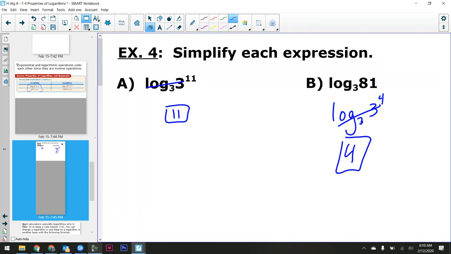Could I have evaluated that? Could I have said, what is log base 3 of 81? And just figured out, well, 3 to the fourth power is 81, so it's just 4? Yeah. But again, learning these tools will help us when we start solving equations.